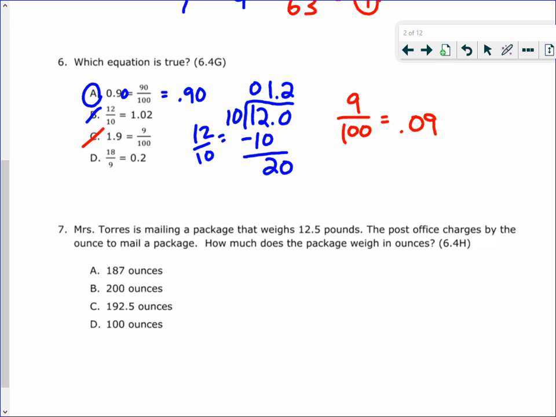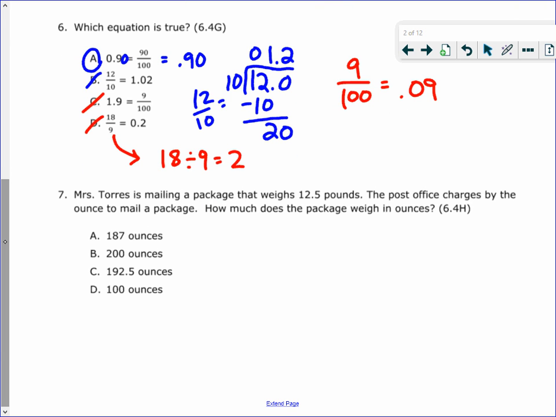And then 18 over 9, 18 divided by 9 is 2. Remember, fractions are just division. So this is really 18 divided by 9, which is equal to 2, which doesn't equal 0.2. So as you can see, our answer is A.